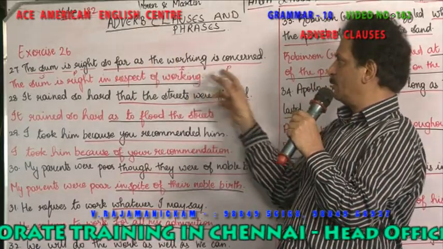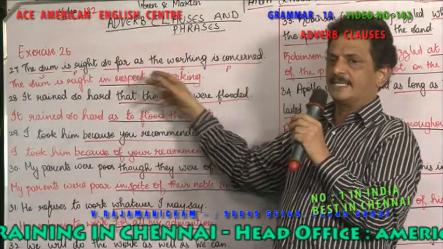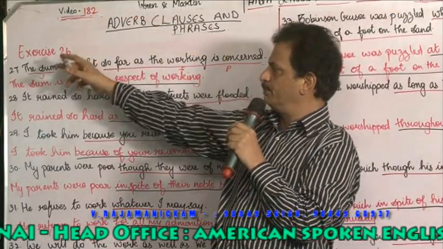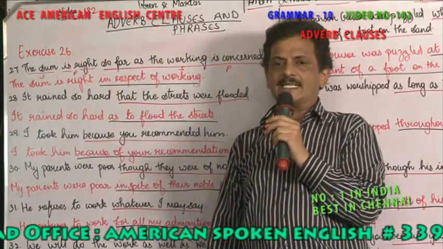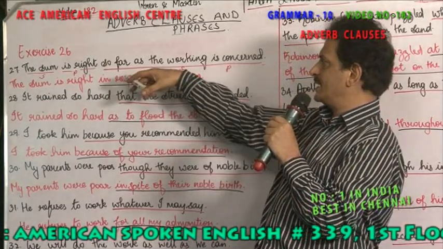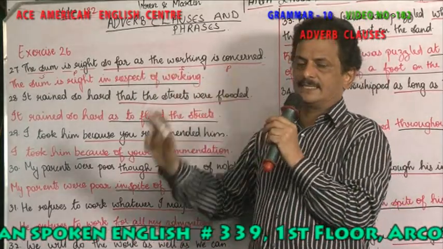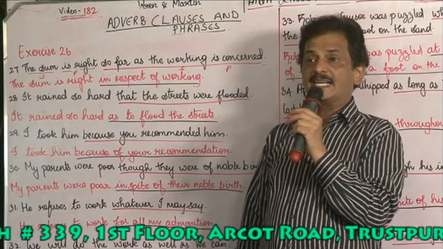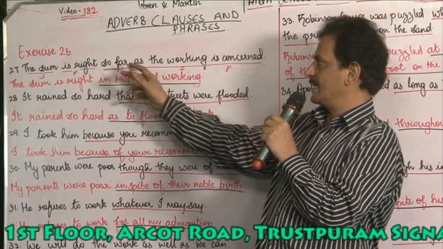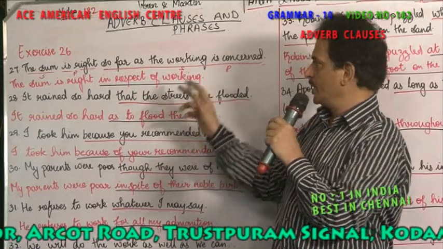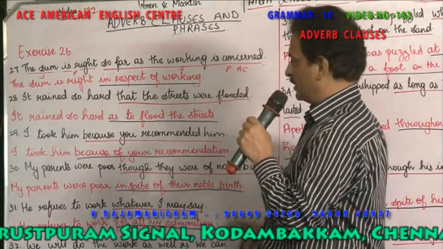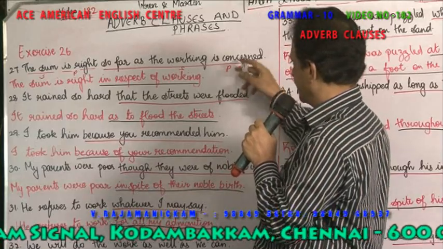So far as the working is concerned looks like a sentence, but it cannot stand on its own. It has to be added to the main sentence, the sum is right. The sum is right so far as the working is concerned. So, it becomes a complete, sense-giving sentence. Two sentences are connected with so far as. So, this becomes an adverbial clause of what? Manner. Clause means a full sentence is there.